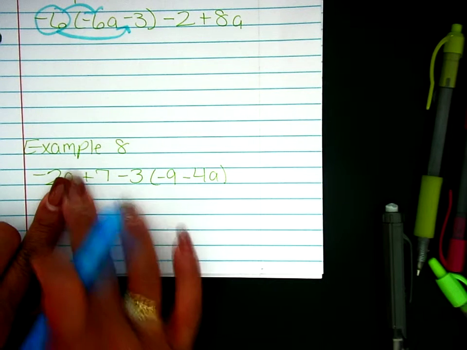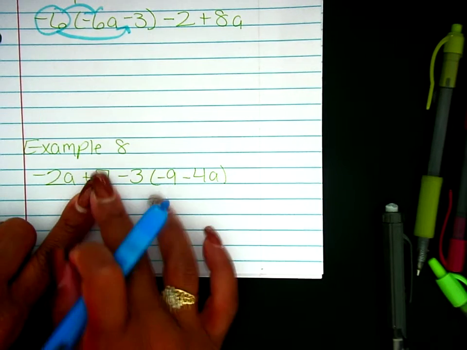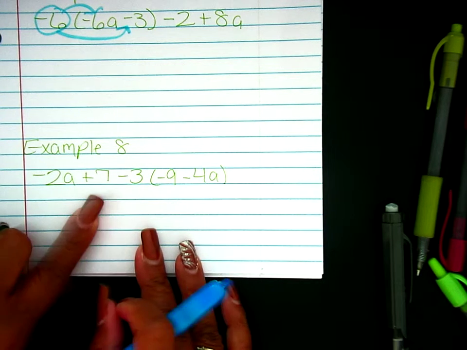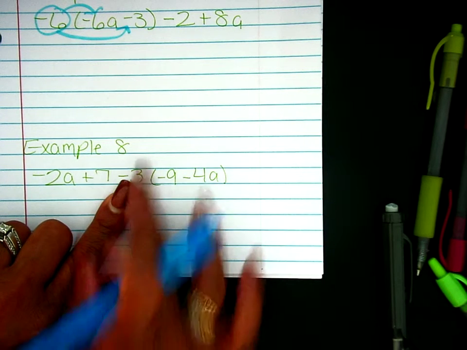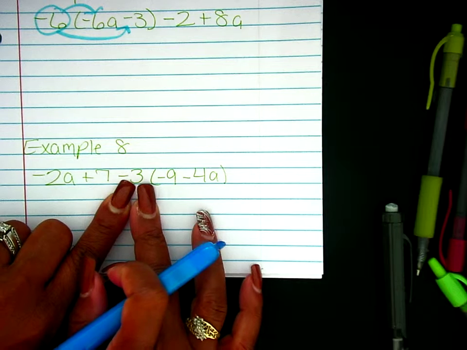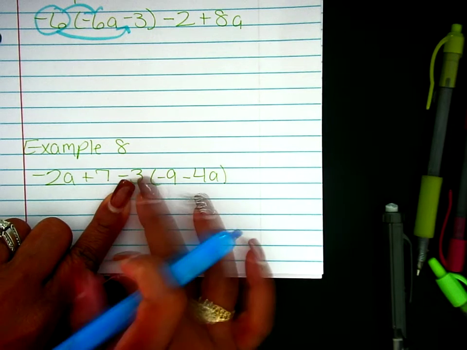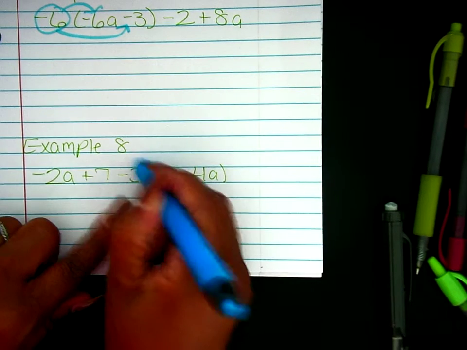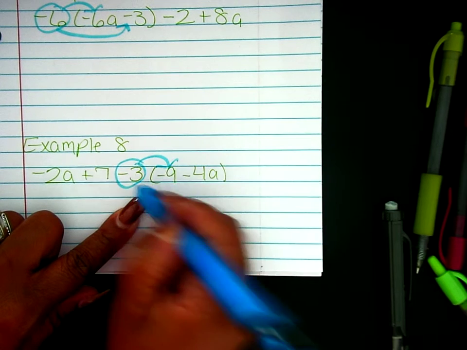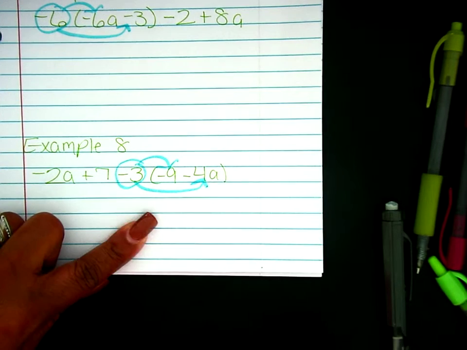Example 8. Negative 2a, there's no parenthesis right next to it. Plus 7, there's no parenthesis right next to it. Negative 3, oh, there's a parenthesis right there. There's no addition, nor is there subtraction. Therefore, that is multiplication. So I'm going to distribute negative 3 to negative 9 as well as to negative 4a.